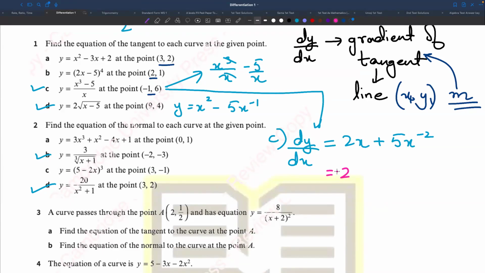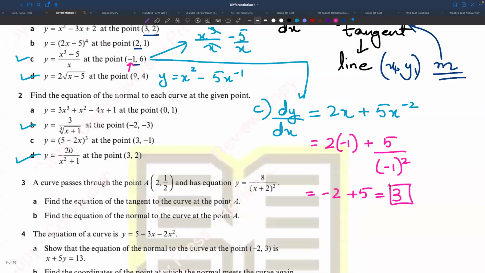Okay, so now once you have this, the x value is minus 1. Minus 2 plus 5 is what? 3. Now this 3 is the gradient of tangent.